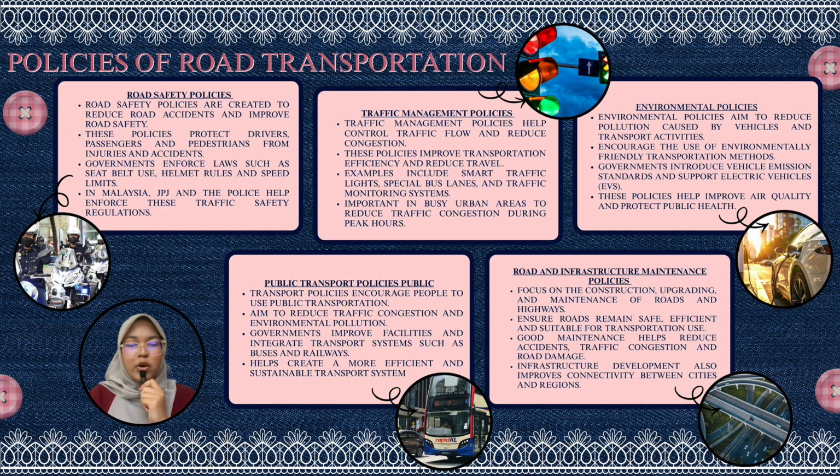These policies help control traffic flow and reduce congestion, especially in busy urban areas. The government uses systems such as smart traffic lights, bus lanes, and traffic monitoring systems to improve transportation efficiency. For example, dedicated bus lanes and smart traffic lights in Kuala Lumpur help reduce traffic congestion during peak hours.